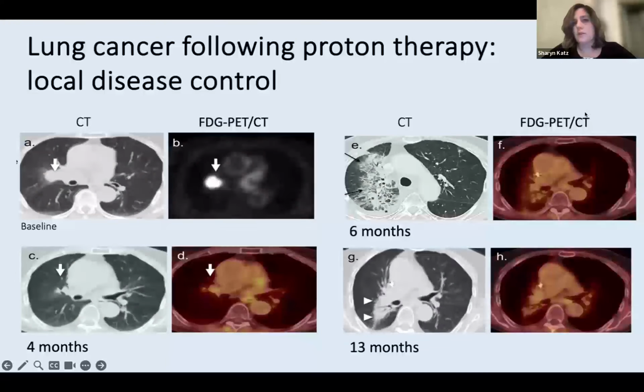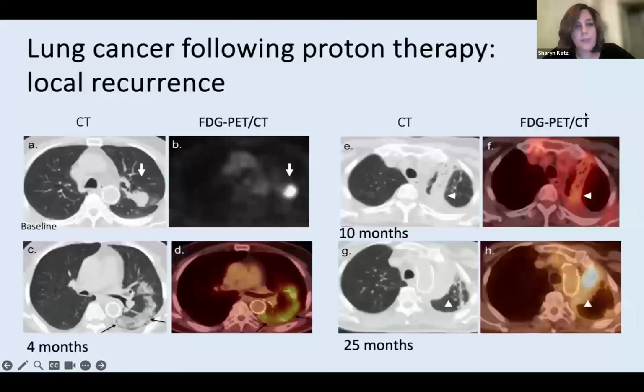Let me give you progression. So this is a mass in the left perihilar lung at baseline, intensely avid. At 4 months, you're starting to see some patchy consolidation. This is again proton therapy, some patchy consolidation in the treatment zone. The mass itself has decreased in size.